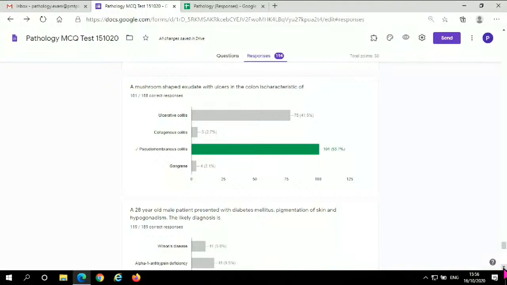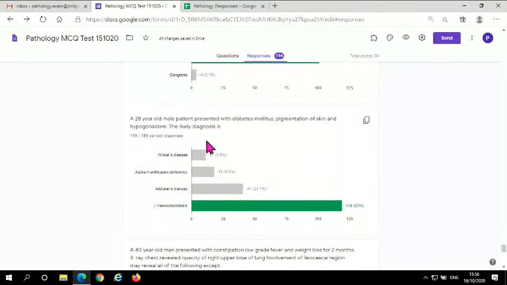Skin pigmentation and hypogonadism. The likely diagnosis is Wilson's disease, alpha-1 antitrypsin deficiency, Addison's disease, or hemochromatosis. Here it may not be too clear for you because the site of the lesion has not been specified. If you know that it is occurring in the liver, then you will be able to identify it more correctly, and that is hemochromatosis.